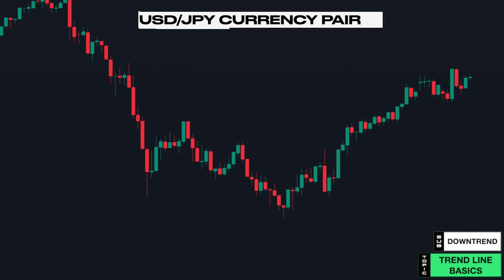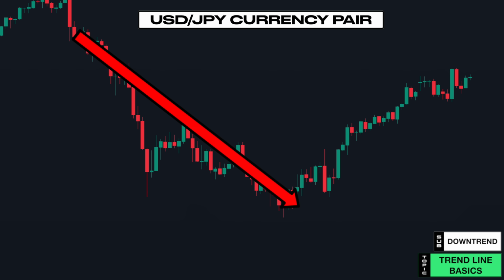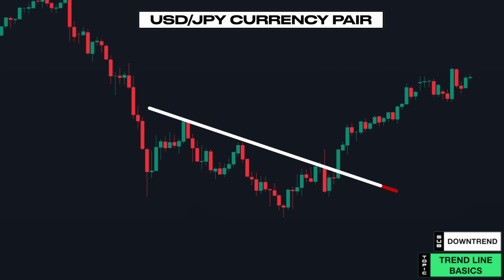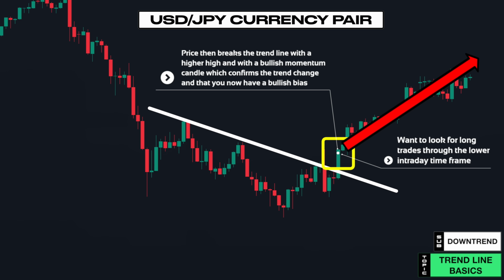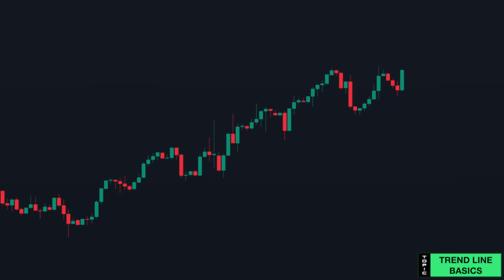This is the dollar-yen currency pair. You have a moving downtrend. You can place a trend line like this, connecting these two swing high points. Price then breaks the trend line with a higher high and with a bullish momentum candle, which confirms the trend change and that you now have a bullish bias and want to look for long trades through the lower intraday time frame.